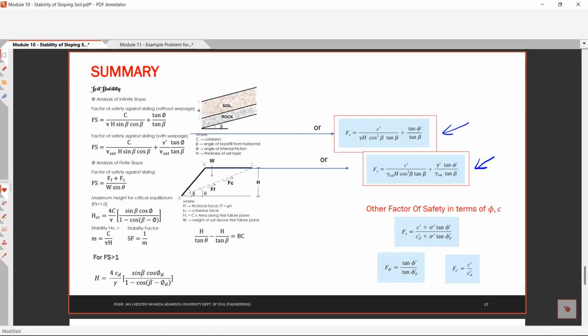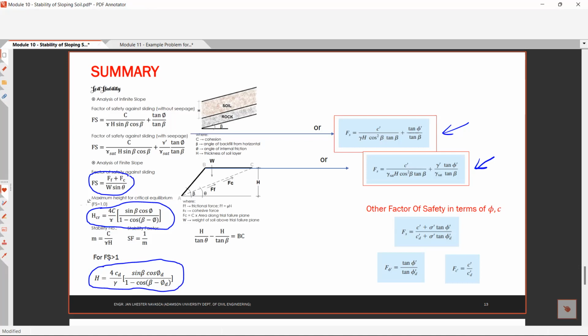So we cannot use this equation. We don't have enough given. We also can't use this equation because this equation is for a factor of safety of 1.0. This is for the critical equilibrium, meaning ito yung maximum height natin. So we cannot use this one. So therefore, we only need to use this factor of safety that is greater than 1, solve for the H, this one.